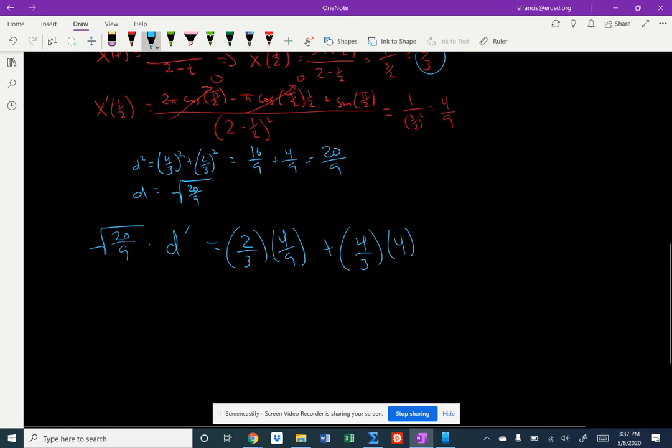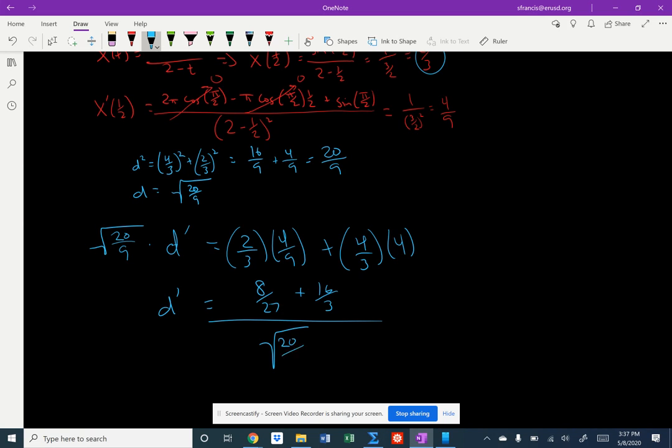And we just got to solve that for d prime. And you don't have to do any simplification here for this. You can if you want to, but they tell you not to in case you make a calculation error. But this is 8/27. And this is going to be 16/3. Why does that look wrong to me? But it might be right. And over the square root of 29ths. Hope I didn't make any of my own calculation errors there, but that's what you should get.